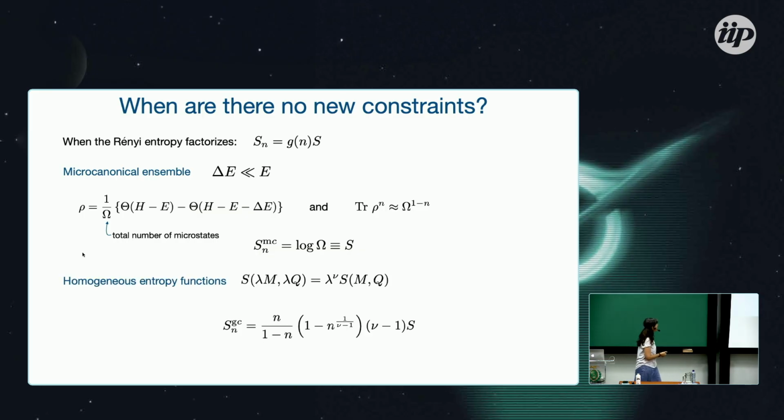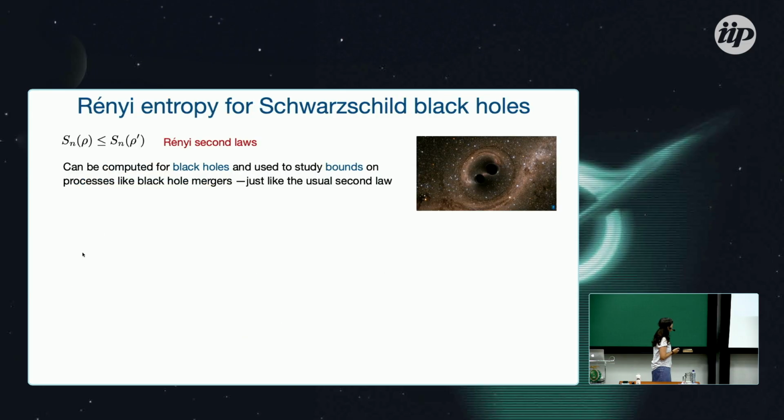That's true also whenever the entropy is a homogeneous function of the charges. By this I mean that if we rescale, for instance, the entropy depending on these two charges, m and q, and it can be written in this way for some exponent nu, then by thermodynamical arguments, one can show that the Renyi entropy factorizes in this form. So whenever this happens, again, the constraints are redundant. And I will tell you in a moment. Okay, but in general, they are not going to be redundant to the second law.